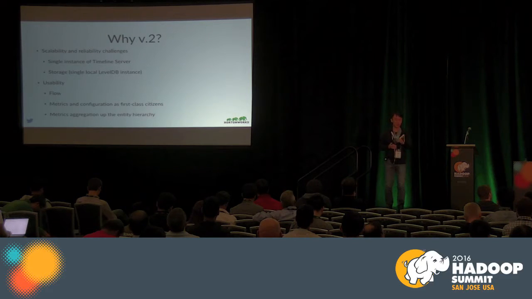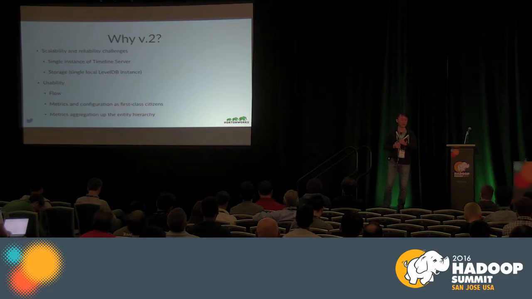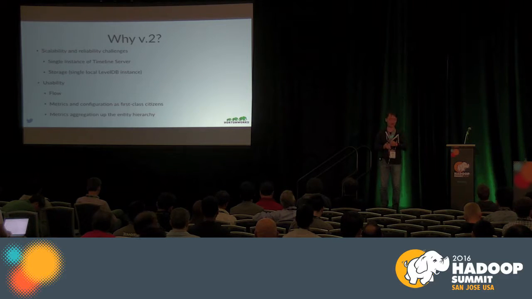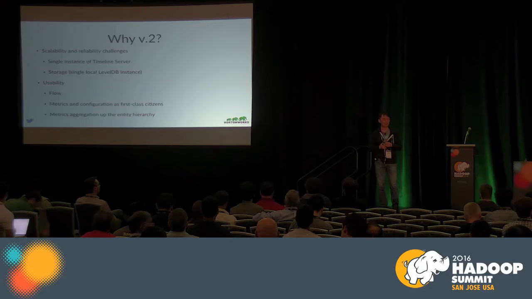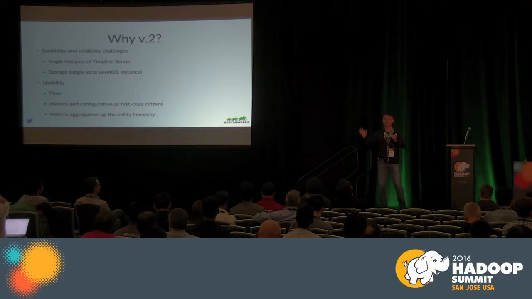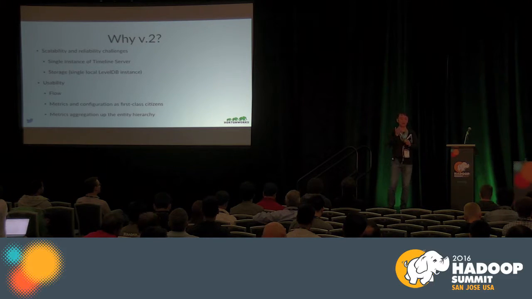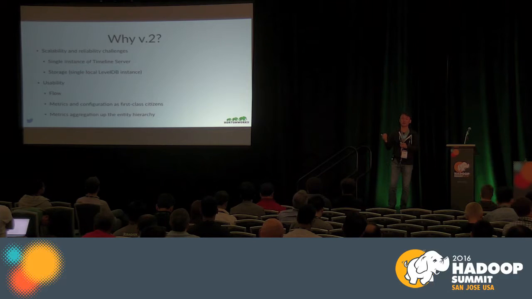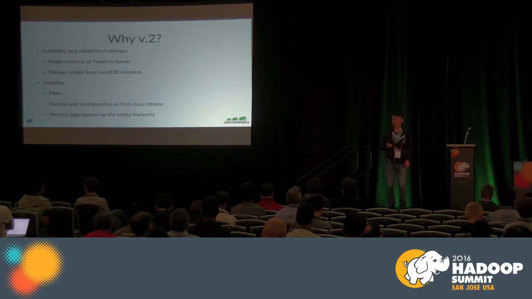So we're going to talk about the notion of flow in a minute. And then also there was a matter of metrics and configurations as first-class citizens. And we're going to go into a little more of that later too. And then we wanted to be able to roll up metrics happening down at the lower level entities like containers and applications, and aggregate them up to a higher level entity so that you can get that aggregation really out of the box. And these are the things we wanted to really address with the Timeline Service v2.